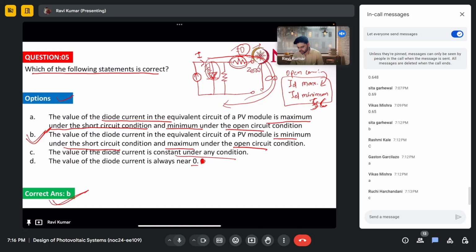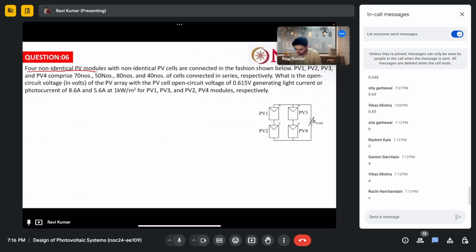Let's move to the next question, which says we have 4 non-identical PV modules, which are representing P1, P2, P3, P4. The cells are having 70, 50, 80, 40. So for P1 it is 70, for P2 it is 50, for P3 it is 80, for P4 it is 40. So these are the number of cells.